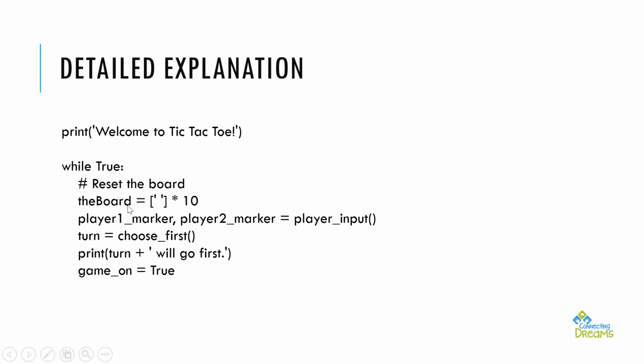So it has a variable, the_board, equal to a list in single quotes, multiplied by 10. So it is like a space of 10 entries would be created and stored in the variable the_board. Here it is calling a function player_input, and the return of this particular function will be stored in these variables. So let's see what this player_input function is.